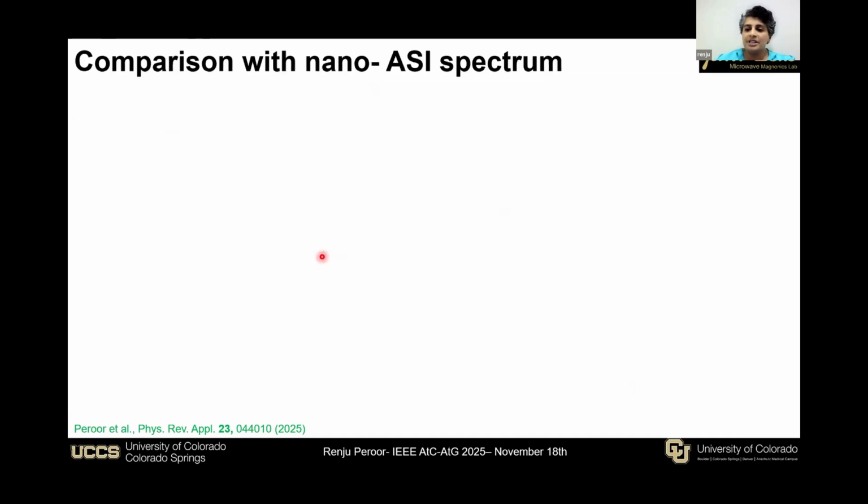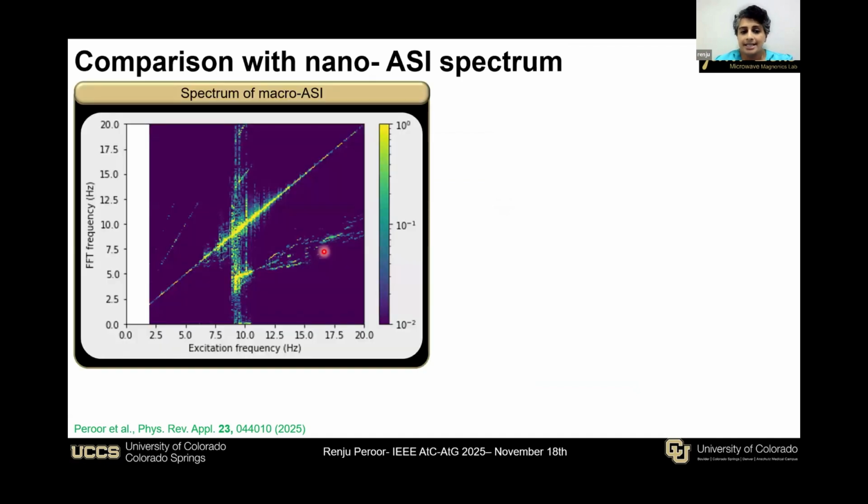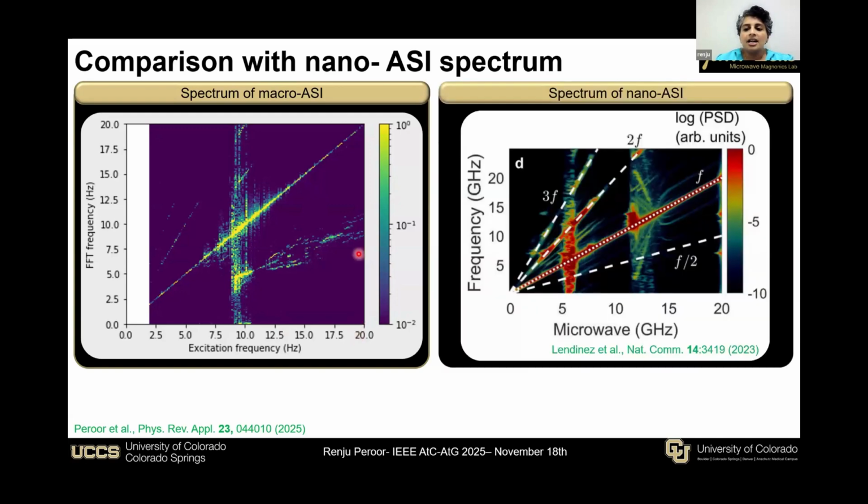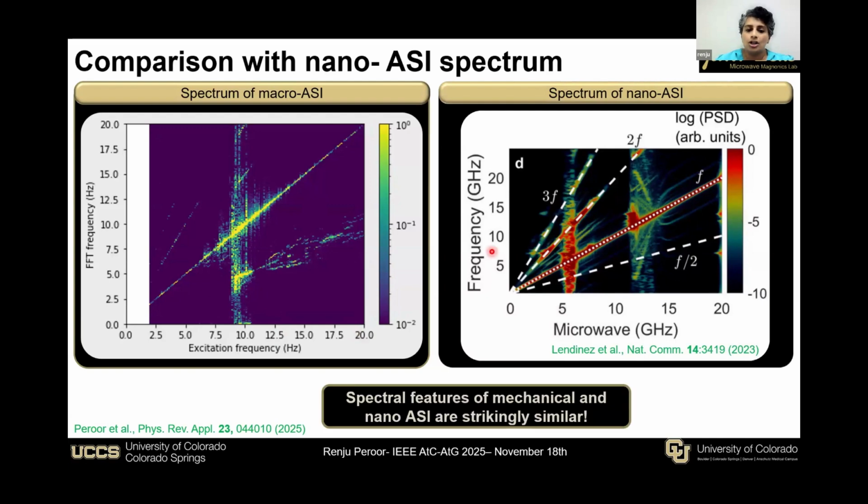But we have to understand the full picture. So to understand that, we recorded the system for various excitation frequencies and plotted the fast Fourier transform in the form of an intensity map. At this point, it started to look strikingly similar to that of the one observed in the nanoscopic artificial spin ice. So that's good. However, the features were not similar.